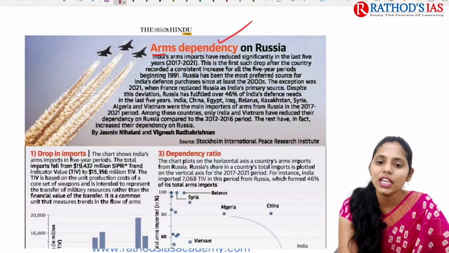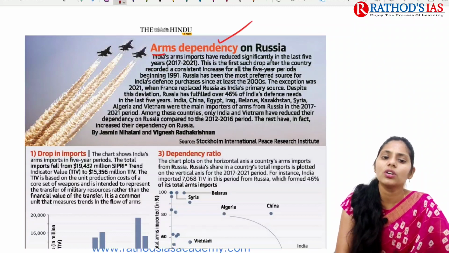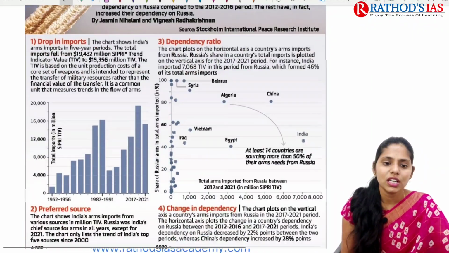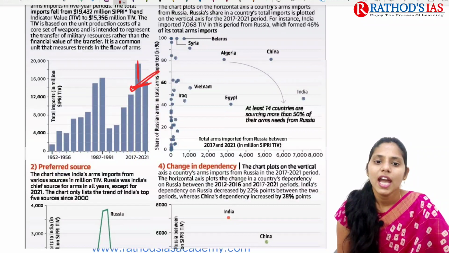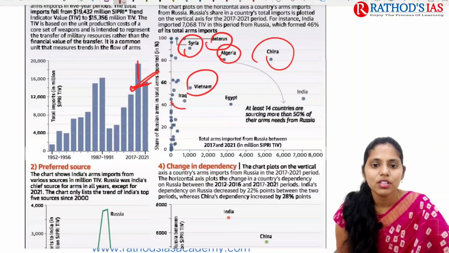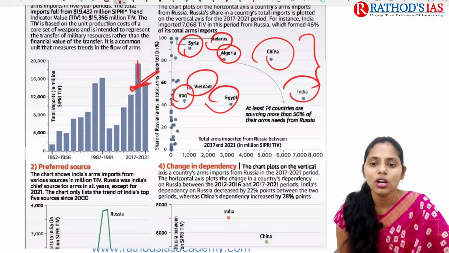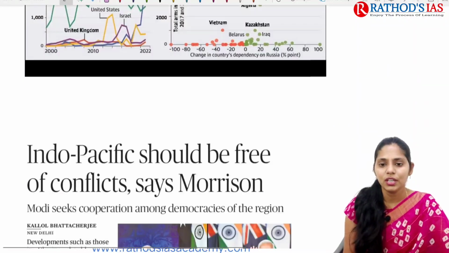India, China, Egypt, Iraq, Belarus, Kazakhstan, Syria, Algeria, Vietnam were some of the major importers of arms from Russia in the 2017-21 period. So this is according to details from the SIPRI report. If you see, there is a drop in imports that you can see through this graph. And other countries like Syria, Belarus, Algeria, China, Vietnam, Iraq, Egypt, India. So at least 14 countries are getting 50% of their arms from Russia. So this is also very, very important.